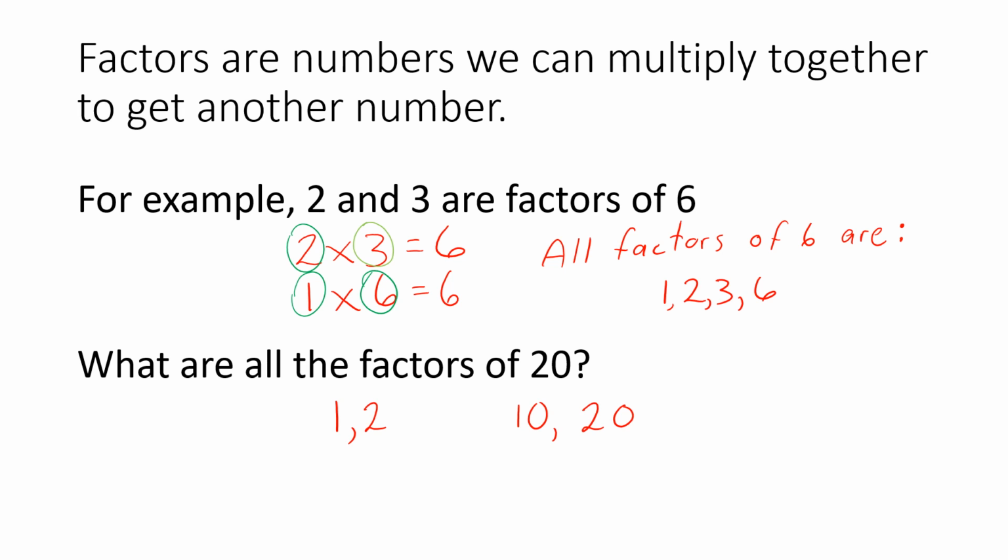So I'm giving them buddies. The next number, 4. 4 times 5. So 4 and 5. And here are all the factors of 20. I'll put a box around it.